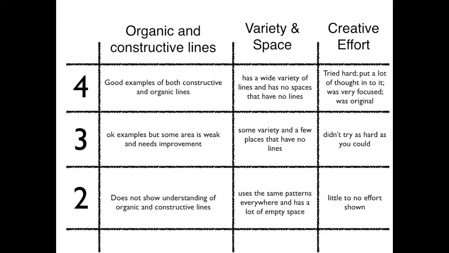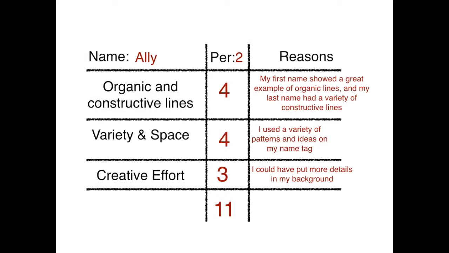Now, at the end of this project, I'm going to have you evaluate yourself. Here we have an example of a self-evaluation. Grading yourself in the 3 categories. Each category is 4 points, so it's out of 12 points. And you can see here, Allie gave herself a 4 and a 4 and a 3 on her project.